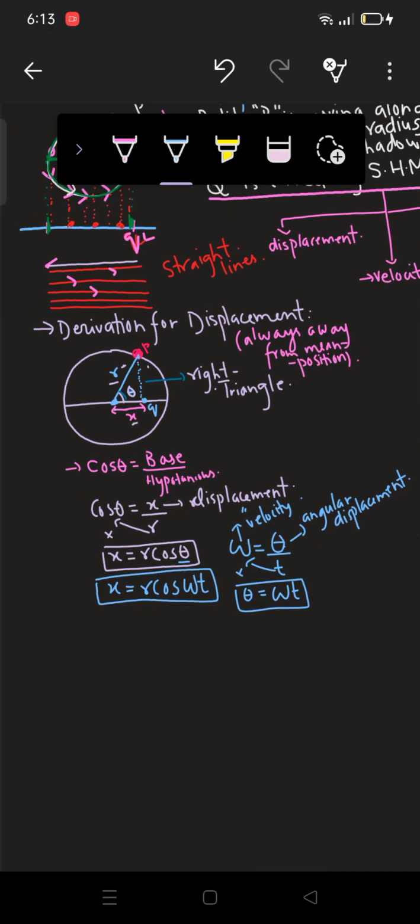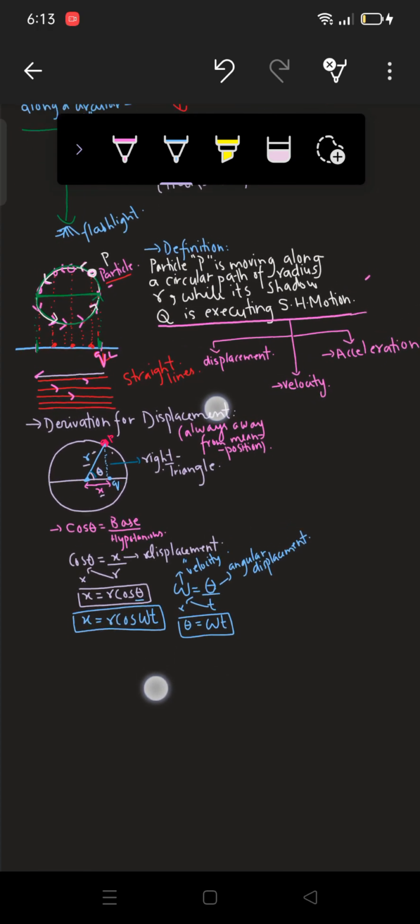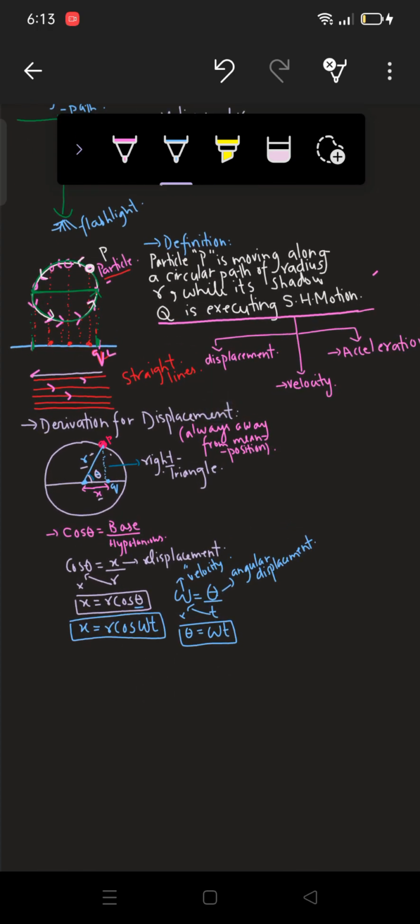So either you can use x is equal to r cos theta, or you can use x is equal to r cos omega t. So here we have derived the formula for finding the displacement of the projection of a particle moving along a circular path. In the next video, we're going to talk about the maximum displacement and the minimum displacement, where we're going to have maximum displacement, where we're going to have minimum displacement. So stay tuned for the next video.